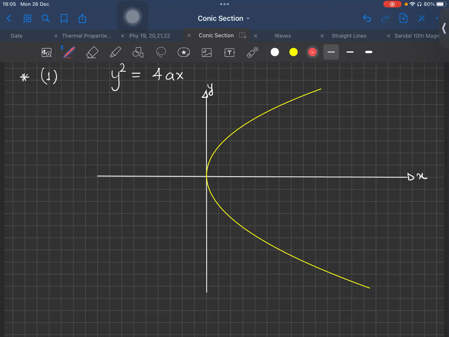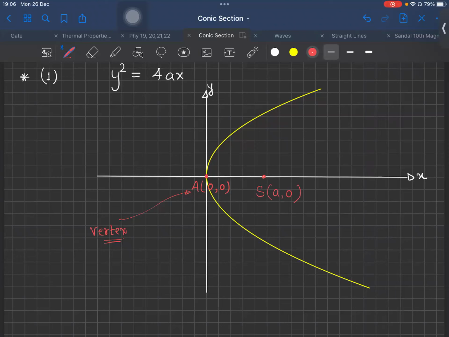Okay, but now I said that this point is the vertex of the parabola. So let's say this point is A, which is (0, 0), right? So this is the vertex. The vertex is at the origin. Okay, where is the focus? Focus is at (a, 0). Say S is (a, 0).